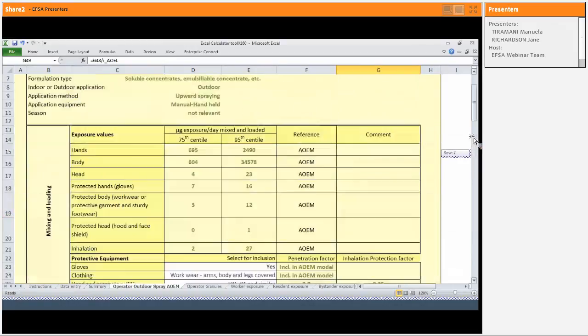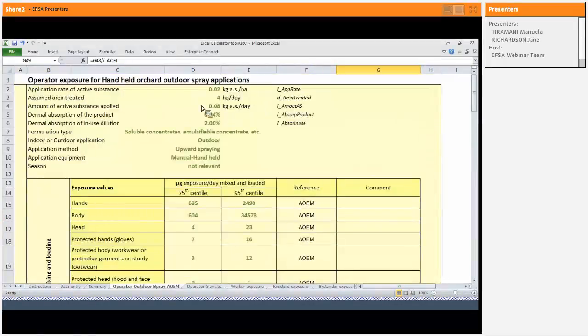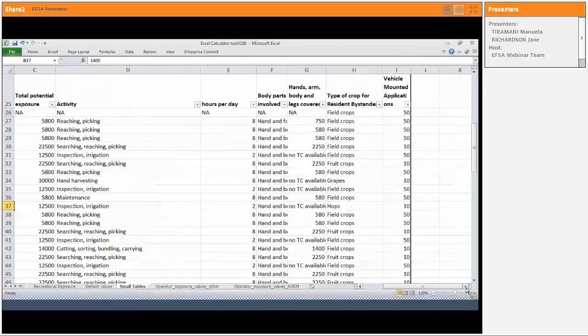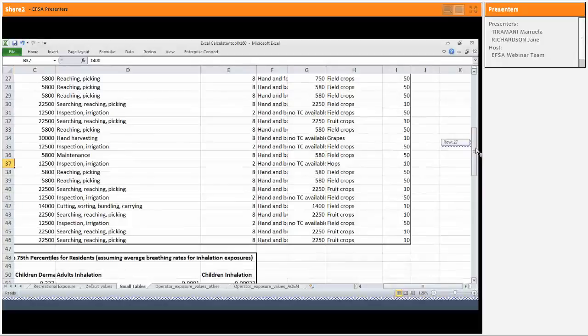Okay, so for worker, here we can say in fact the area treated has changed again, and in this case we're imagining 4 hectares, because this is a person who has to walk around, and obviously he's not going to manage the full 50 hectares we use for the downward. But indeed, Jane, for handheld, you remember before probably the table where I show the 4 and the 1. Yeah, if we look in the small tables, we have both 4 and 1 for some of the scenarios.